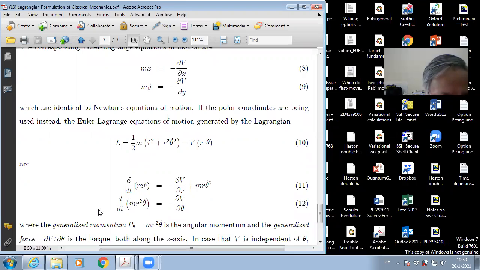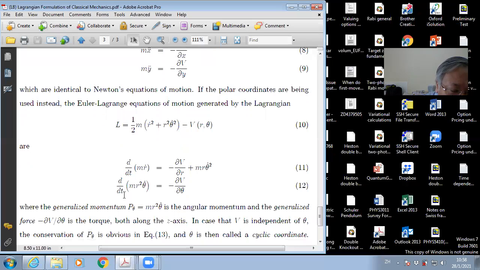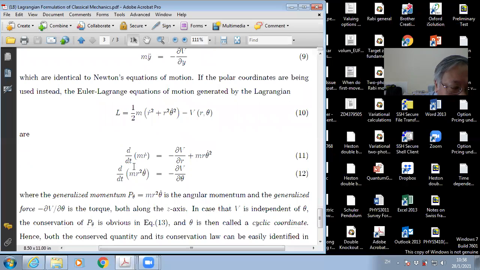And we can do the same thing for the coordinate theta and theta dot. And we can see that m r dot and m r squared theta dot are the generalized momenta, all right? In the radial direction and in the angular direction. And the ∂V/∂theta is the generalized force in the theta direction, all right?